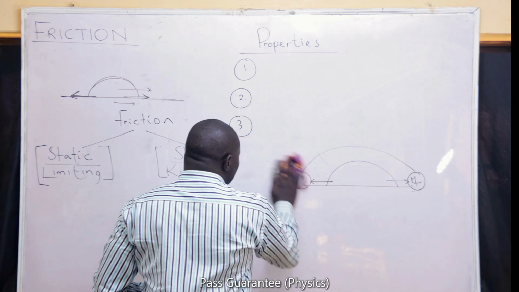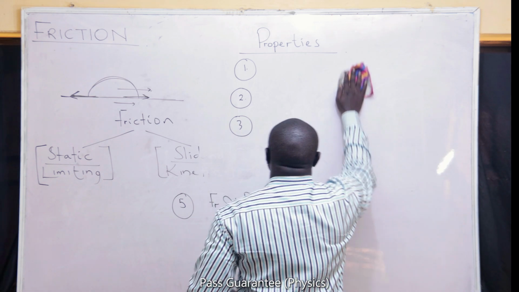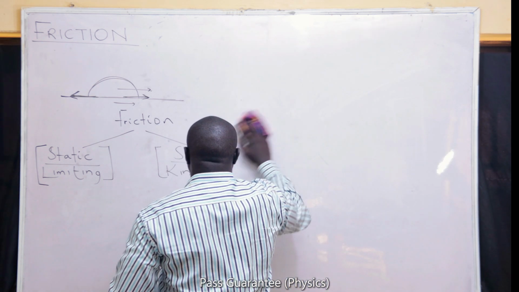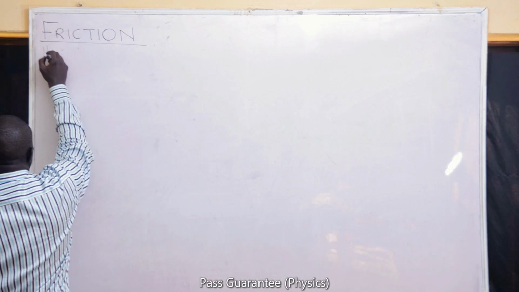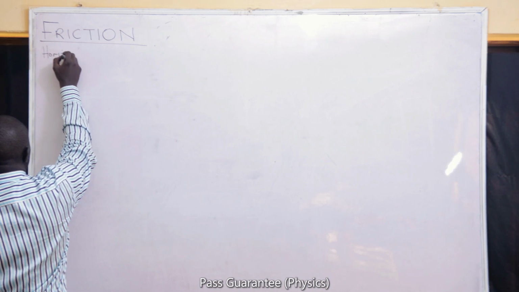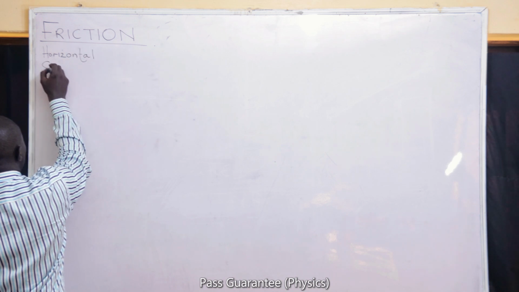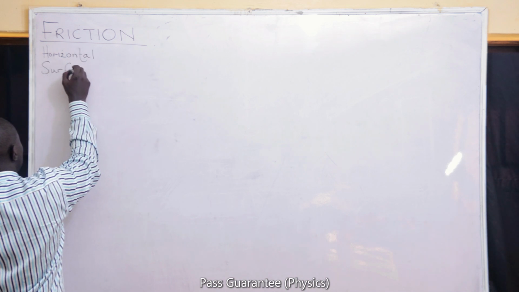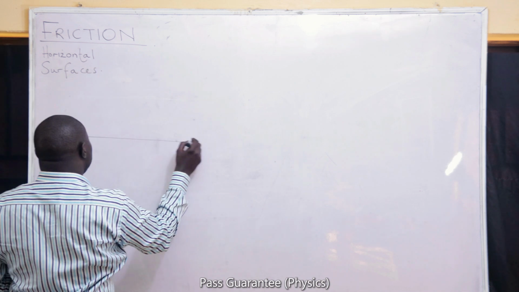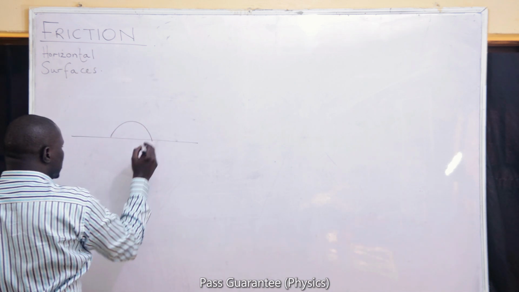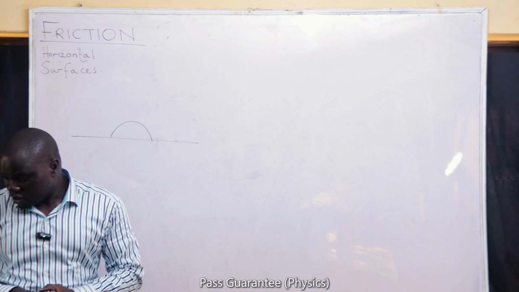And from there, we are going to try to see some relations that we have to learn on friction before we start to solve its problems. Starting with a horizontal surface, when an object is placed on a horizontal surface, we need to talk about the forces that are involved.